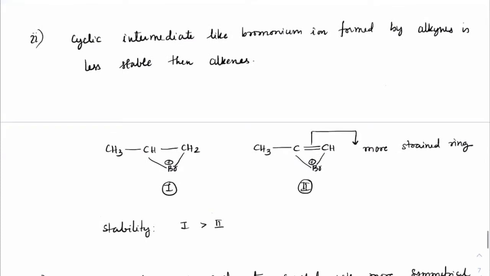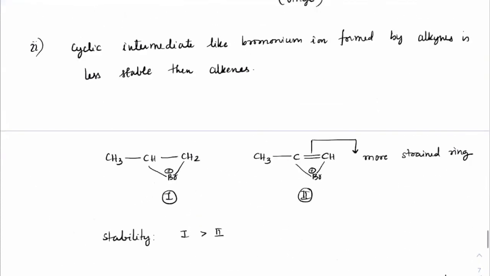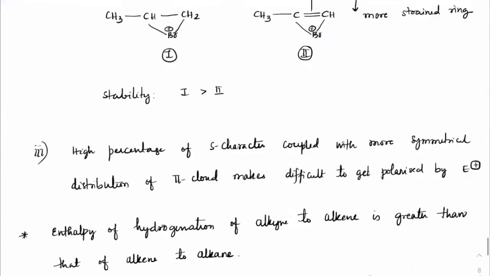The second reason is the cyclic intermediate, like the bromonium ion, which is formed during the electrophilic addition. If there is already an existing double bond, then being a 3-membered ring with a double bond, it will become a very, very highly strained ring. So these two are the prime reasons for not forming that Br plus that easily.